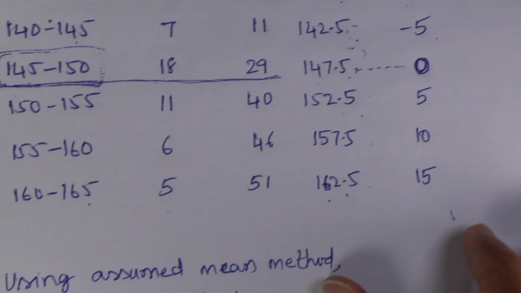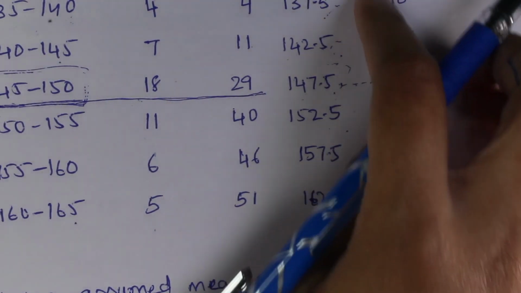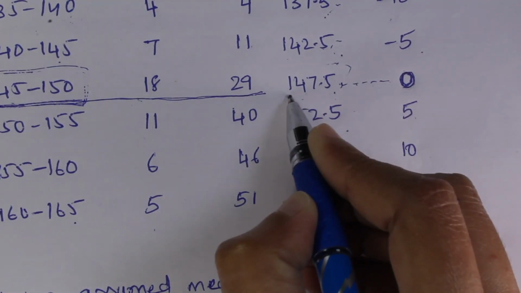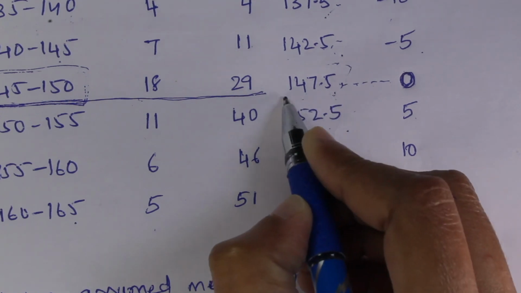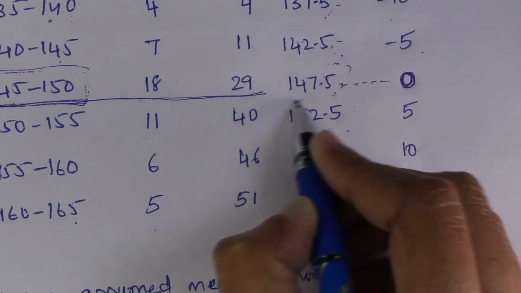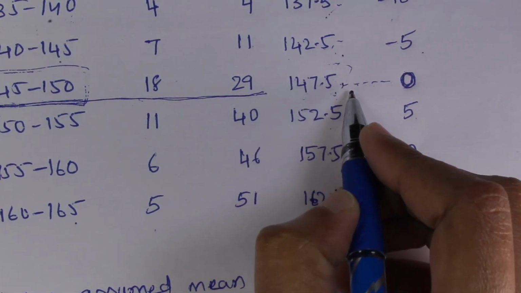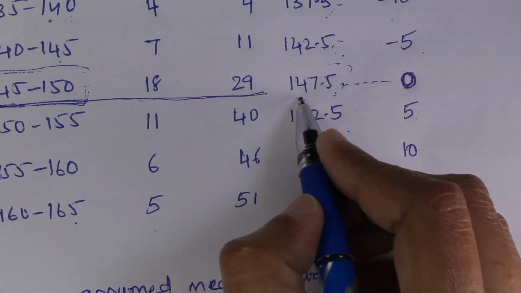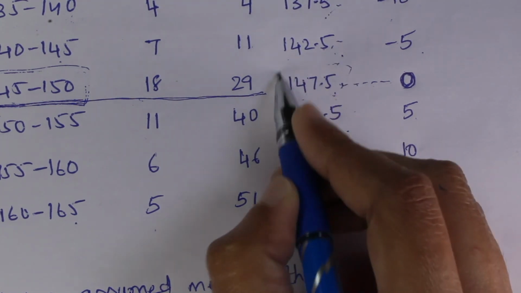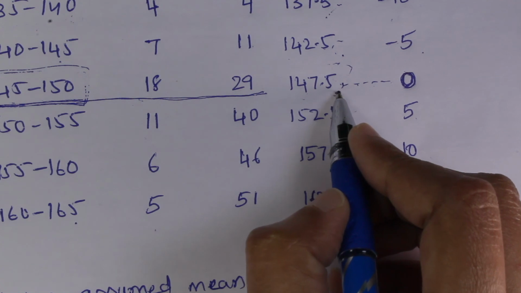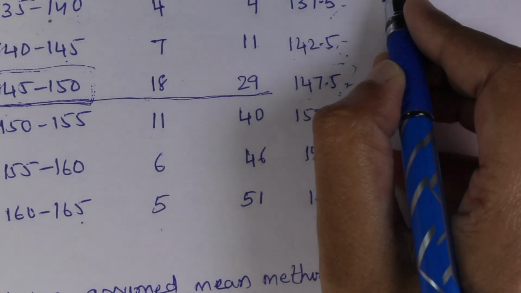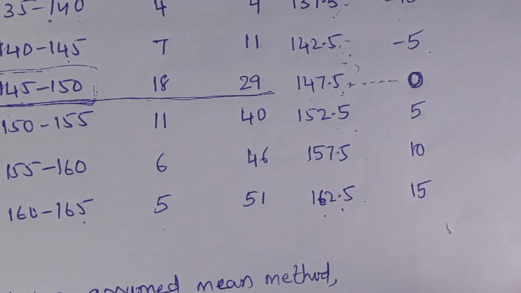Now we have to assume a mean here. It can be any value. I have assumed the mean to be 147.5. So this is our assumed mean. We are solving this problem using the assumed mean method, right? So from this mean we are going to calculate the distances of the other class means, that is di.